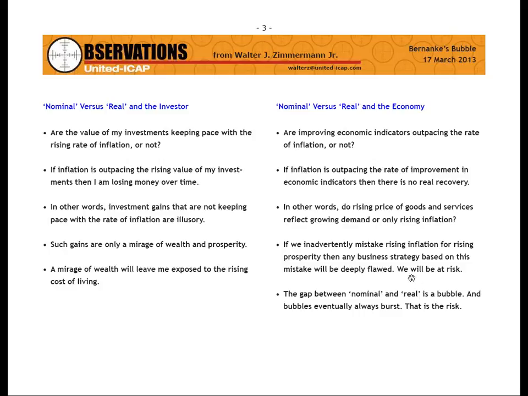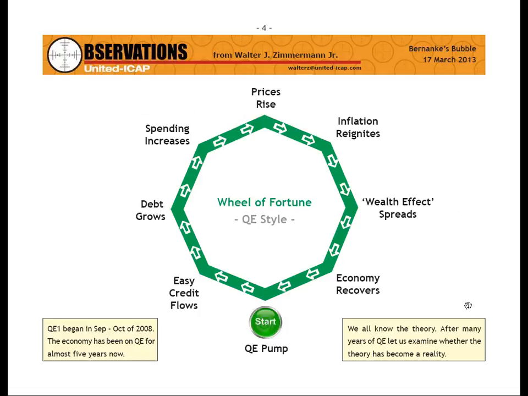And what's the risk? The risk is that the gap between nominal and real, history shows, can only get so wide before that bubble bursts and the stock market gets trashed. Now, we all know what the Fed's been doing to try and head off deflation.